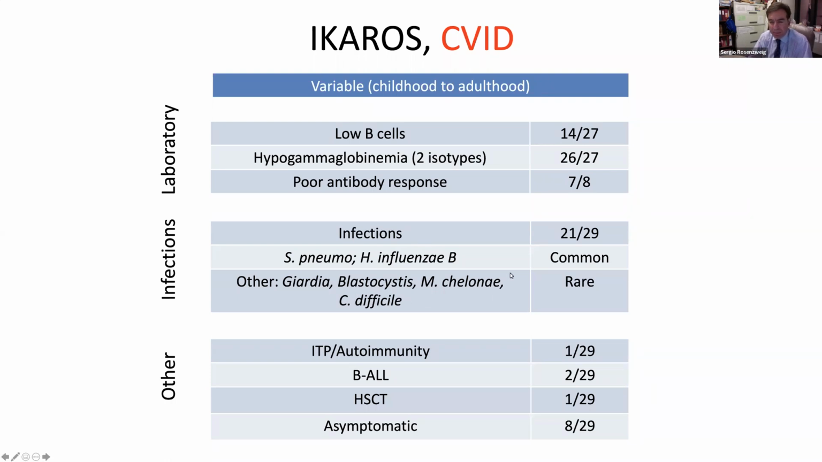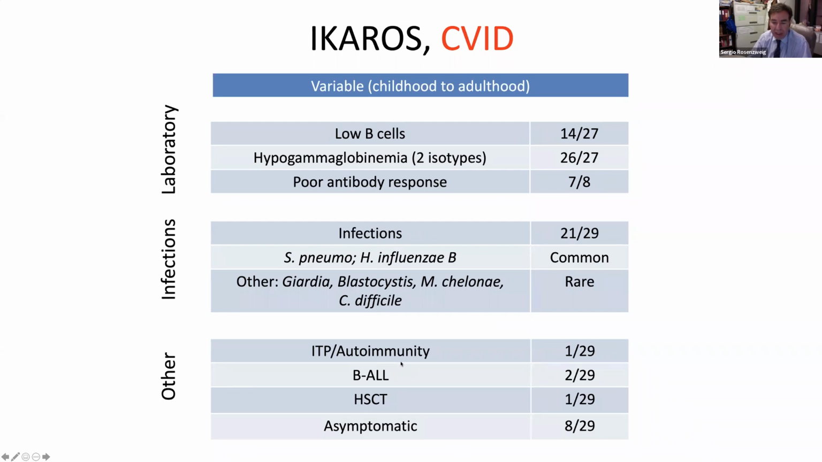For example, this patient with M. chelonae, Mycobacterium chelonae, was associated with a bone marrow transplant. C. difficile was associated with a patient that has a lot of antibiotic pressure. As in most patients with CVID, you can find autoimmunity, and ITP was present in 1 of 29. BALL was present in 2 out of 29, and 1 patient has been transplanted because of the BALL.